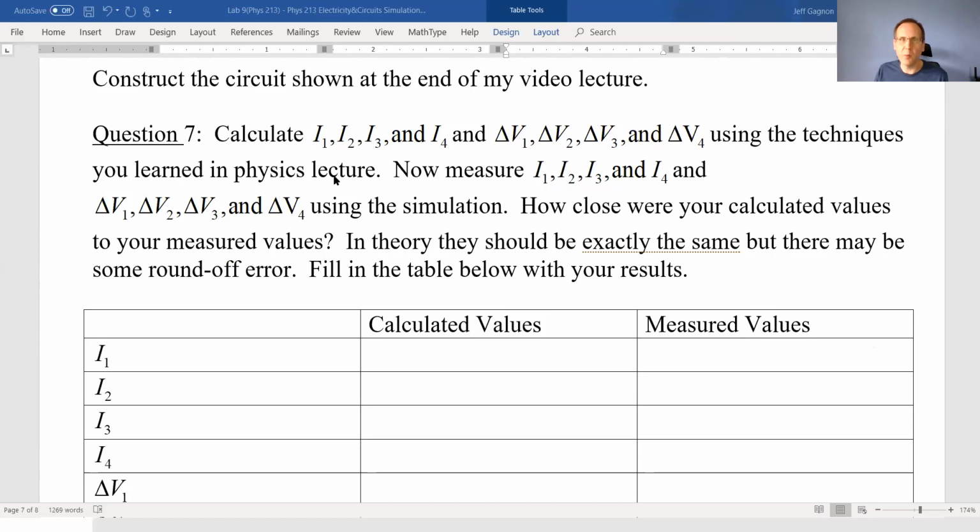So hopefully by the time you're watching this, James will have gone over a lot of circuit analysis and shown you all these techniques. So use the techniques you learned in physics lecture, and then design this circuit using the simulation and measure those 4 currents and the 4 voltage drops. And then how did your calculated values compare to your measured values?